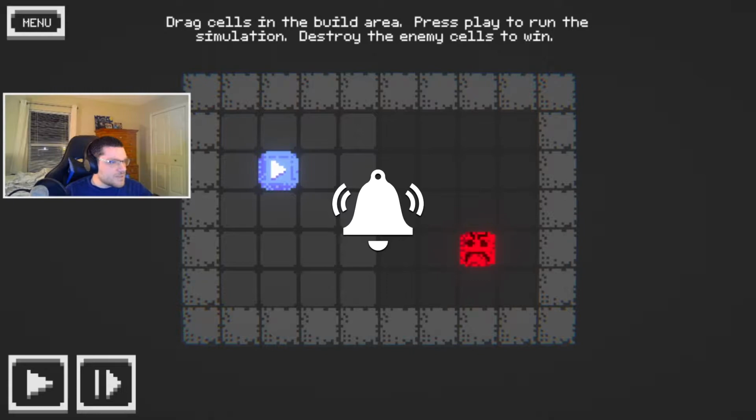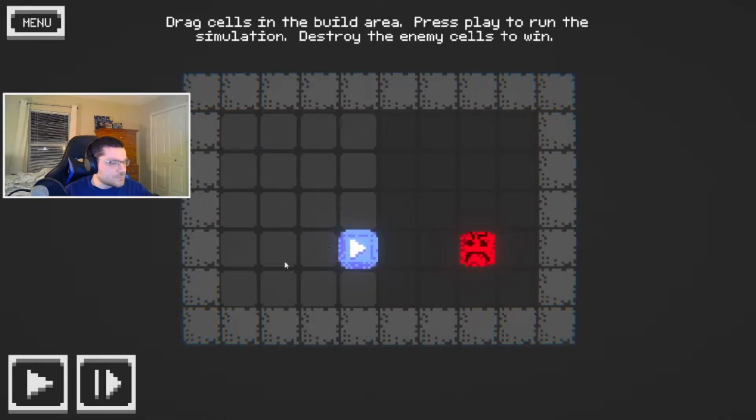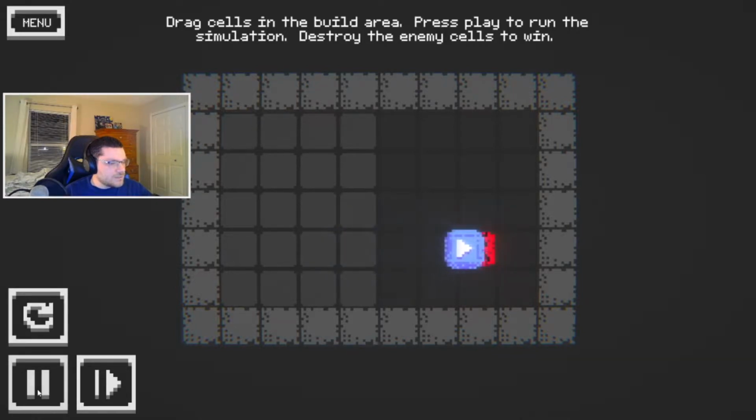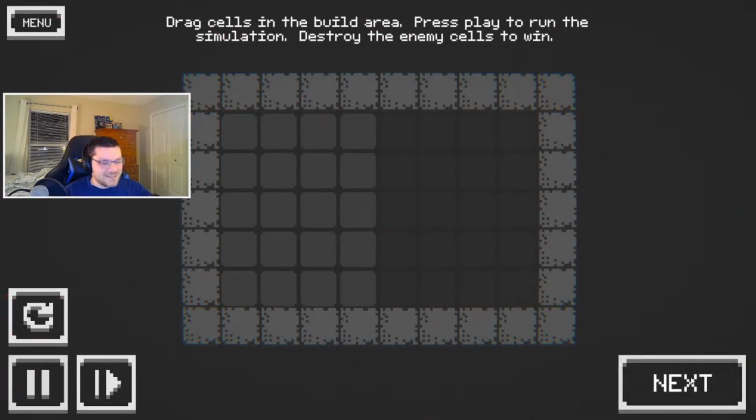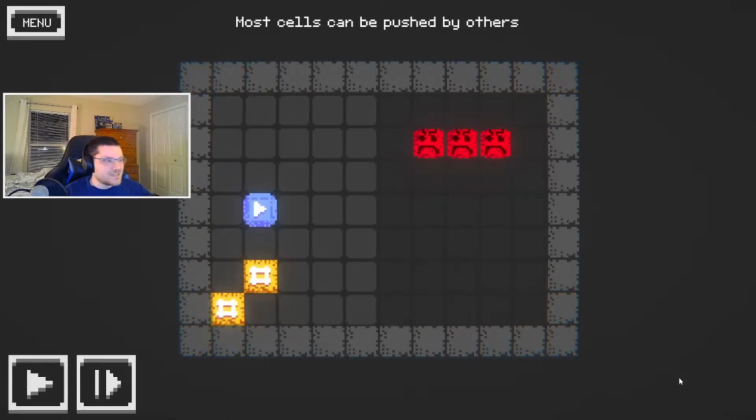Drag cells in the build area. Press play to run the simulation. Destroy the enemy cells to win. So I'm going to assume that this is the play area that I'm after here. And that's our first one. That's going to be an easy one already. Tutorial levels, what do you expect?